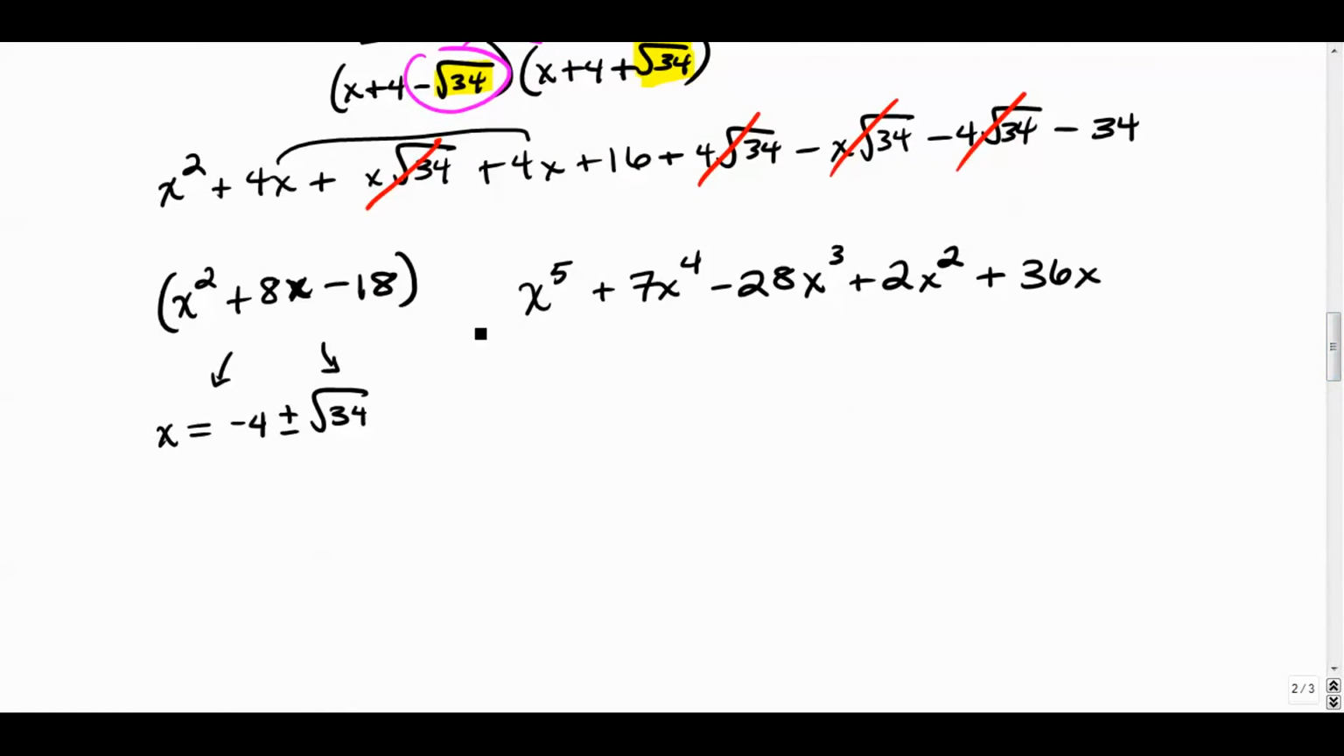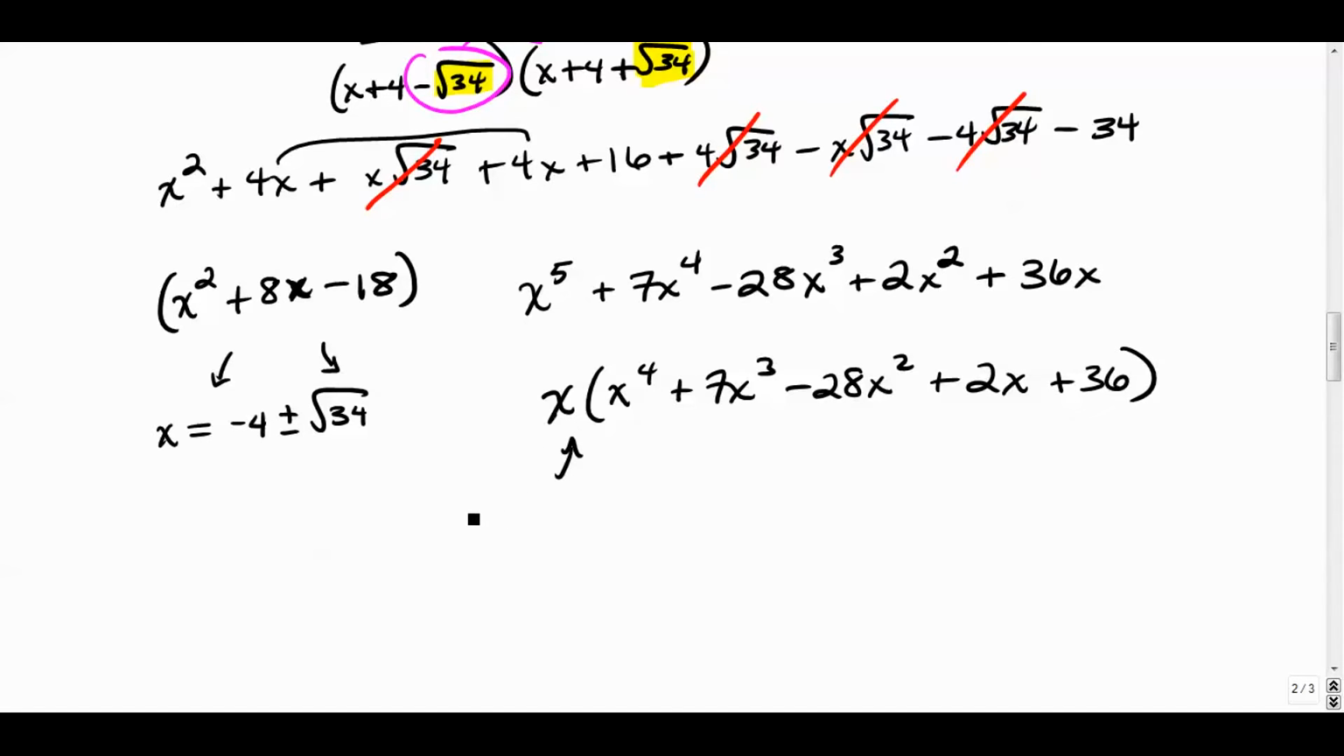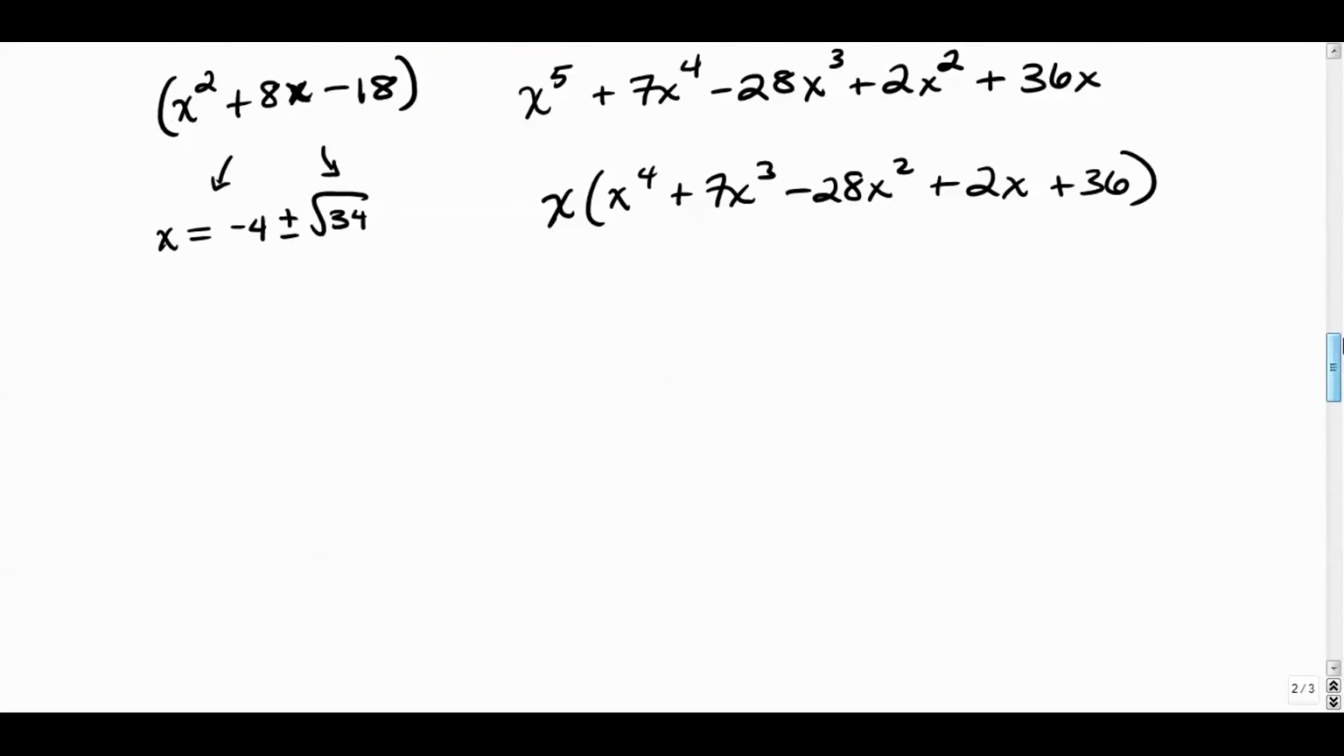So before I continue, what I would normally try to do from here is see if there are any GCFs, and there are. Right, there's an x in all these terms. So let's factor out that x. Let's take out an x out of everything. Alright, so this is another factor. Which means if that's a factor, then x equals 0 is a root. So now I have over here my list of factors. I have the quadratic, x squared plus 8x minus 18, and I have x.